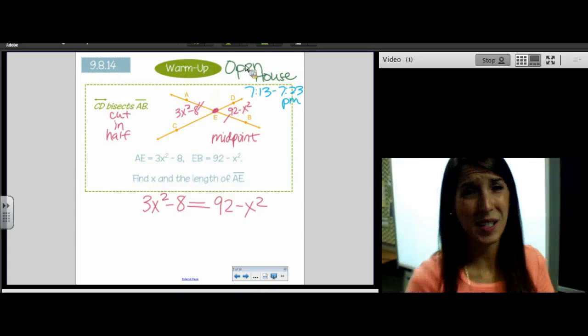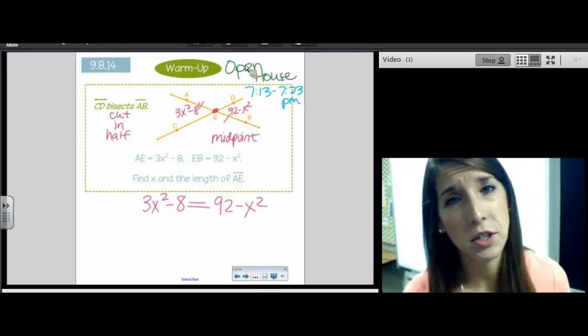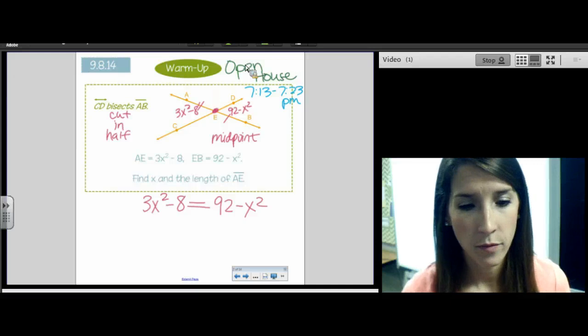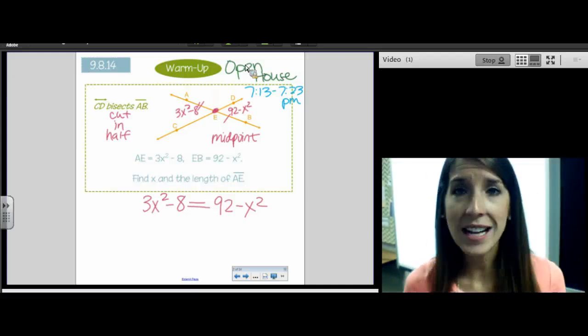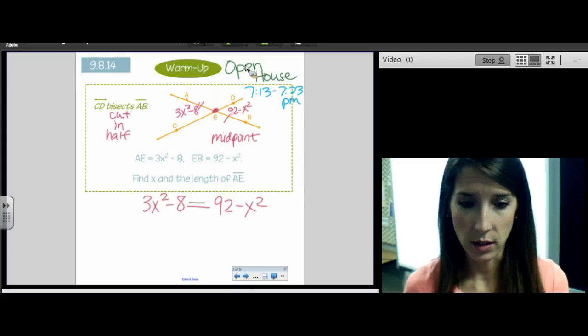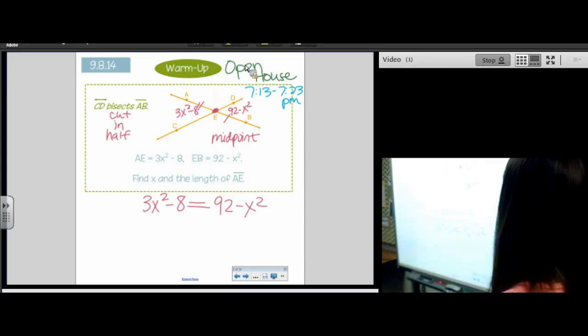Now remember, I gave you a hint. Whenever you have an x squared, that means you're automatically going to have two answers. If you don't have two answers, then you did something wrong. So make sure if you have a quadratic, if you have an x squared, that you have two answers for x.